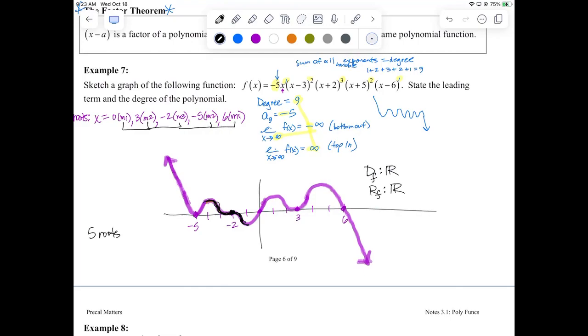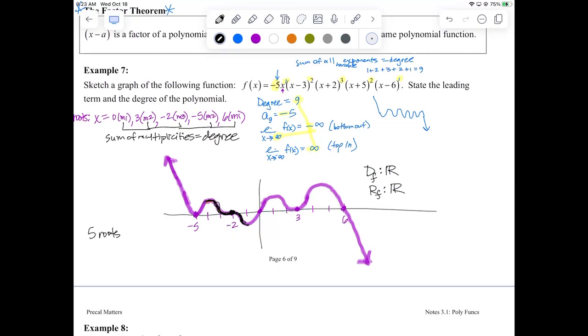Yeah. If the multiplicities are the exponents, and the exponents add up to the degree, guess what the sum of the multiplicities is also? The degree. The sum of the multiplicities equals the degree. So every root is accounted for up to the degree. Some of them count once, some of them count twice, some of them count 3 times.